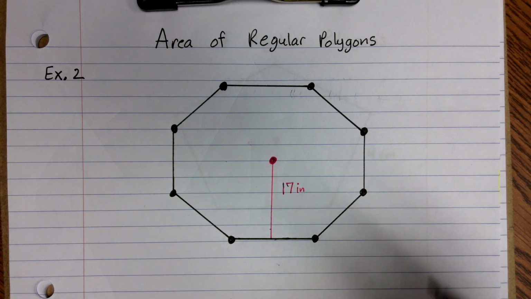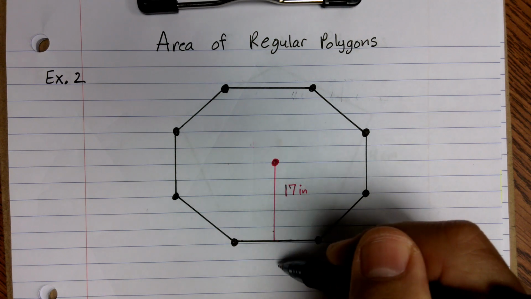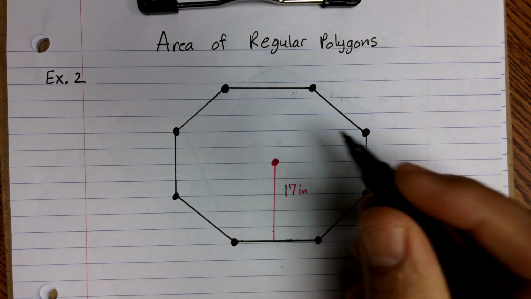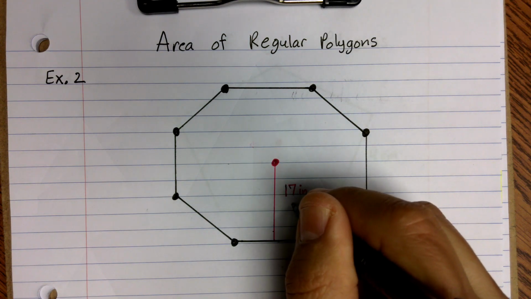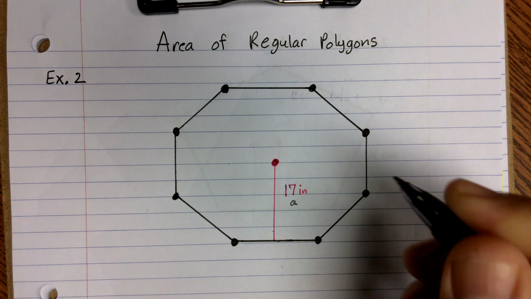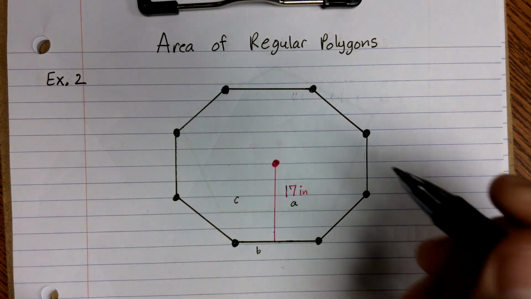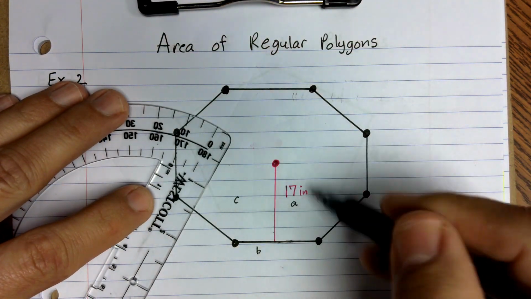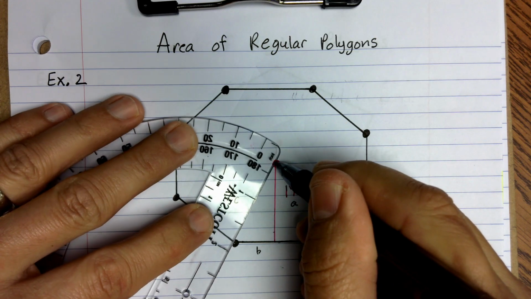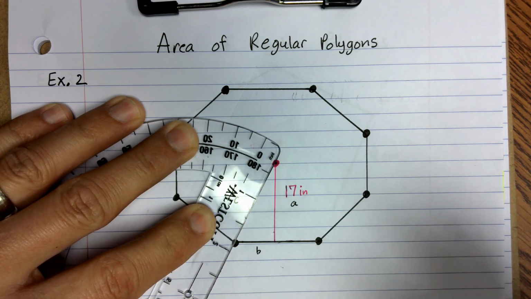Alright, in this problem, I'm going to go ahead and turn my apothem. I'm going to say this is one side of the triangle, and just to make it simple for you, I'm going to call it side A. And I'll call this side B, and we're going to have a side C over here in just a second. Now, you don't have to label yours on these problems you're doing.